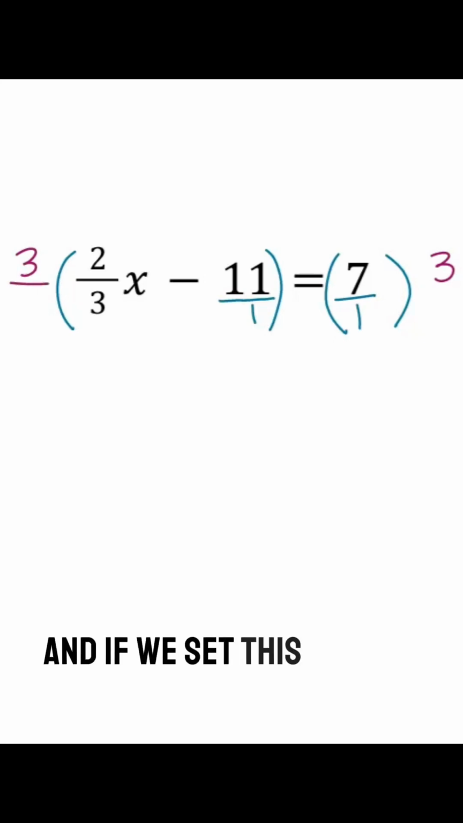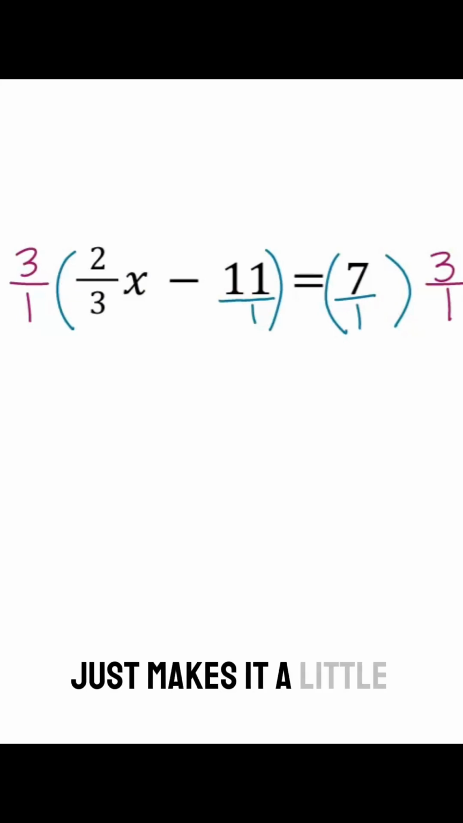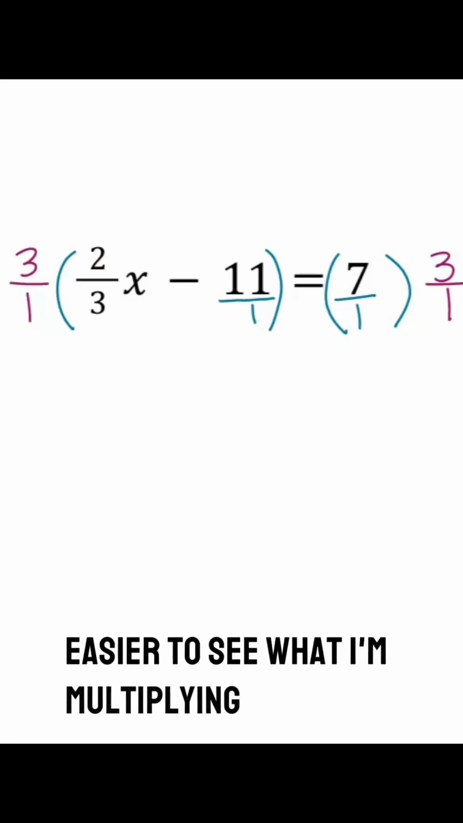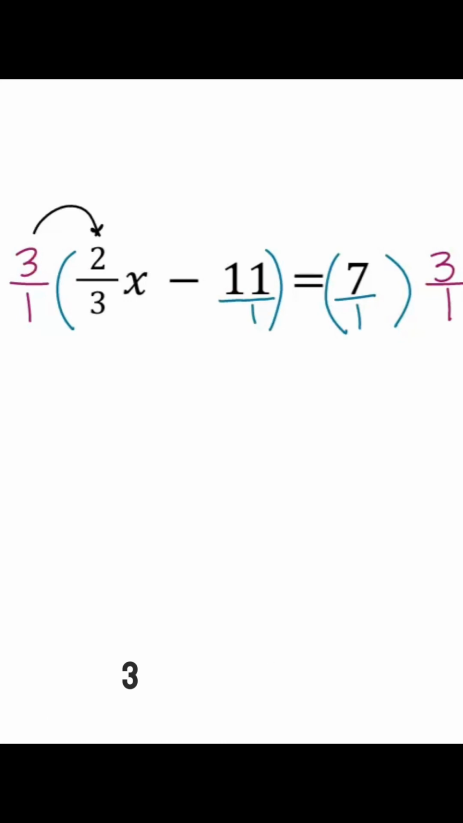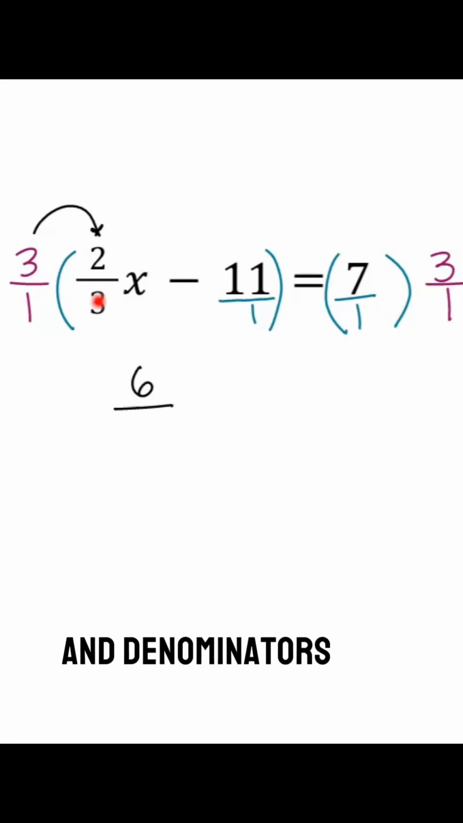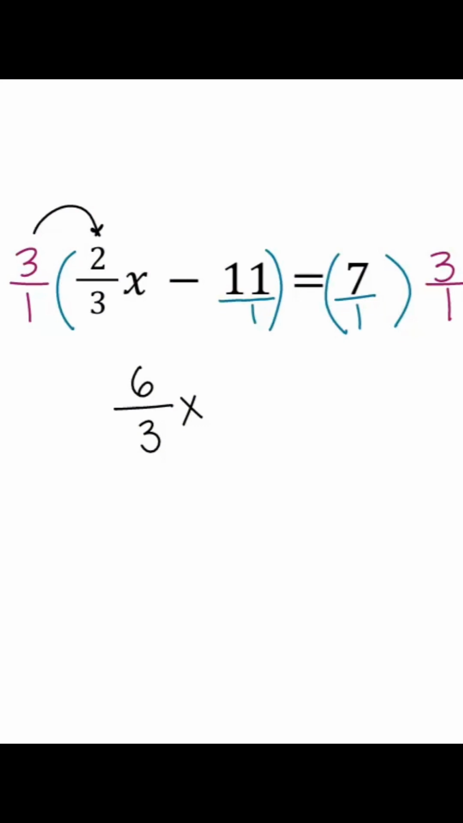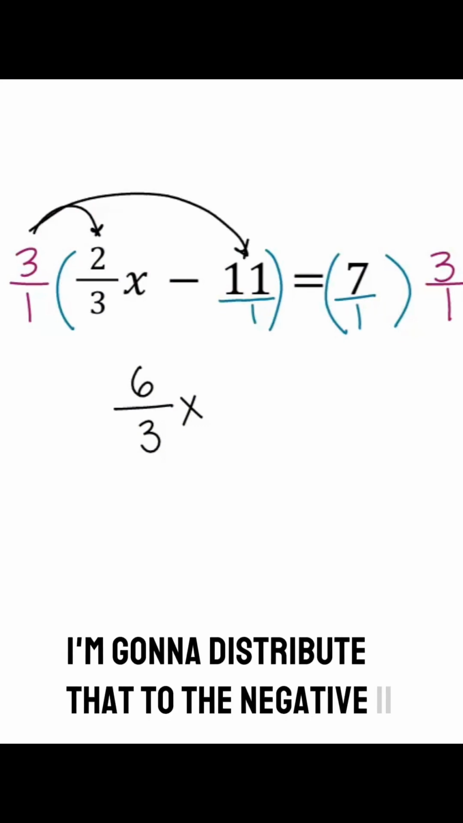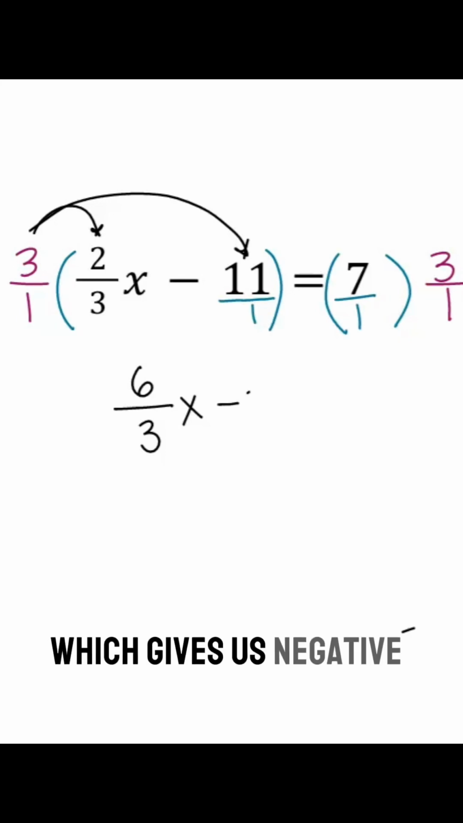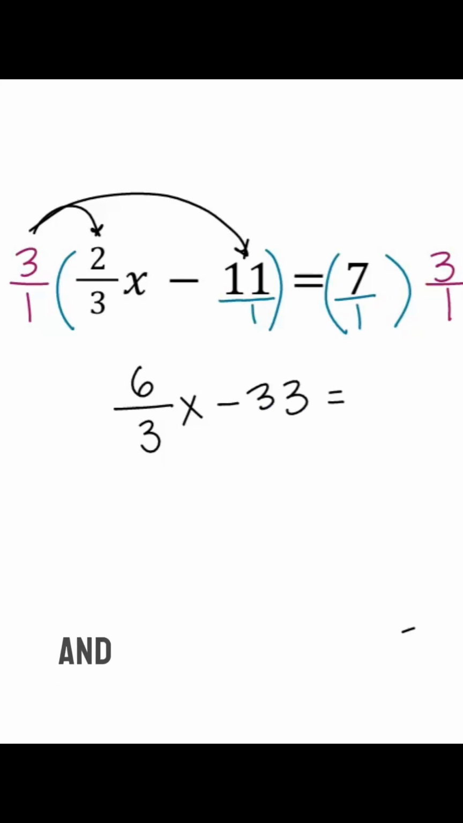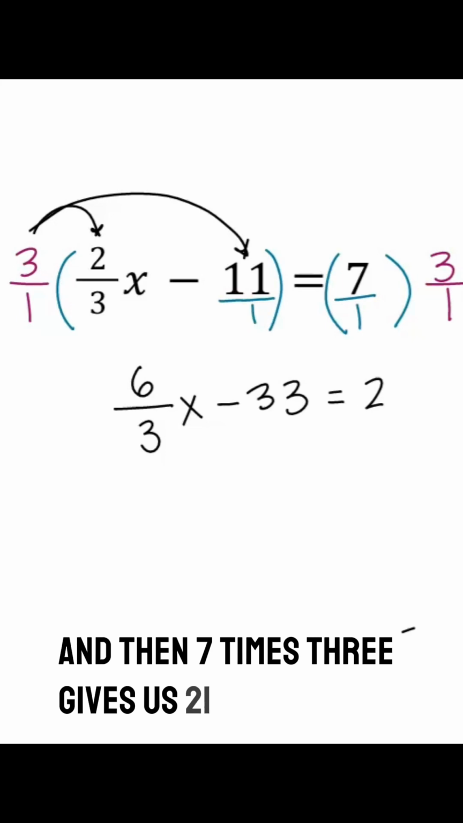And if we set this up as a fraction, 3 is the same thing as 3 over 1. Just makes it a little easier to see what I'm multiplying. So we're going to distribute and multiply the numerators. 3 times 2 gives me 6. And denominators, 1 times 3 gives me 3. And that's a coefficient of x. I'm going to distribute that to the negative 11. We can just multiply 3 times negative 11, which gives us negative 33. And then 7 times 3 gives us 21.